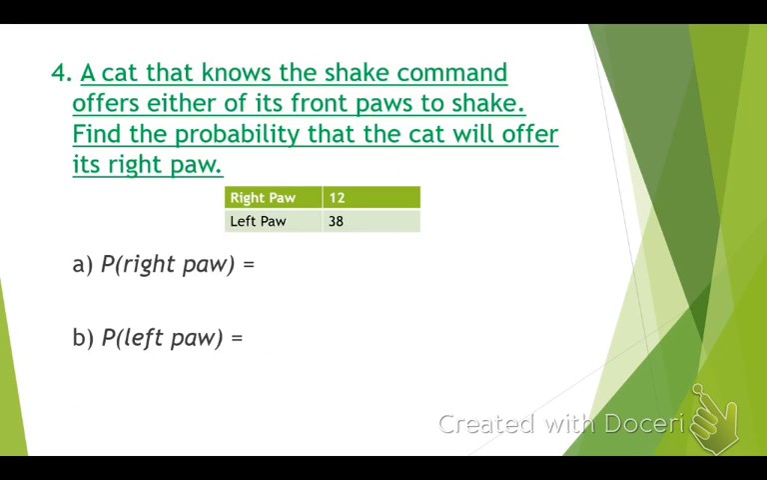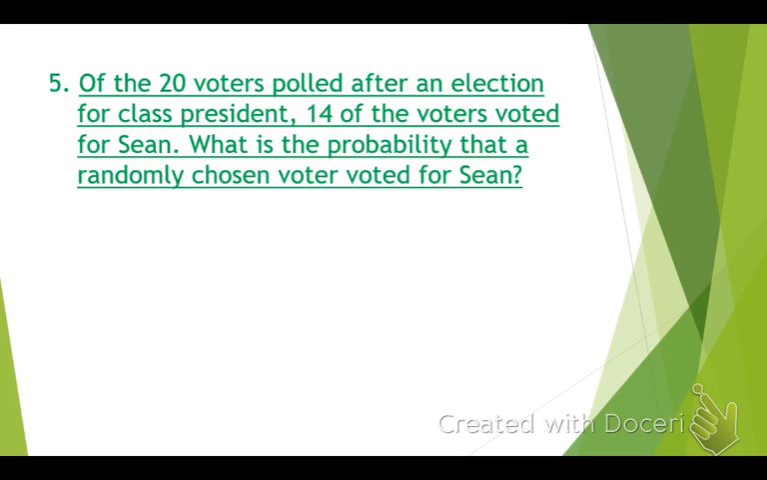All right, we're going to do one last problem for today. This one is also experimental because they actually did this experiment. Of the 20 voters polled after an election for class president, 14 of the voters voted for Sean. What is the probability that a randomly chosen voter actually voted for Sean? I want you guys to go ahead and talk about it and try to see if you can come up with the answer. Okay, so I had someone who got 70%, somebody who got 30%, and somebody who got 73%.